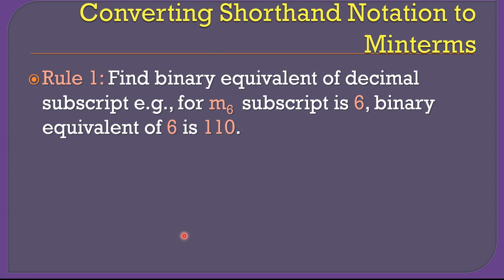Here you are going to see how to convert the shorthand notation to min terms. You might be wondering how you got that shorthand notation. So this is the solution. Rule 1, find the binary equivalent of the decimal subscript. Example, for M6 the subscript is 6. The binary equivalent for 6 is 110, so you convert the decimal value into binary.